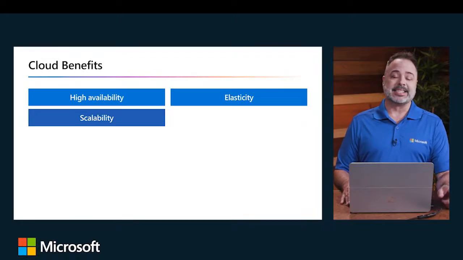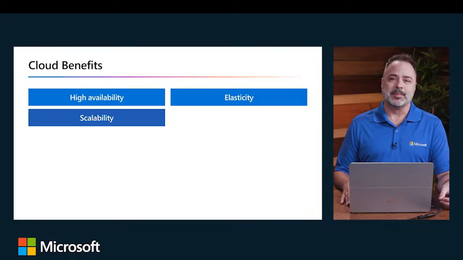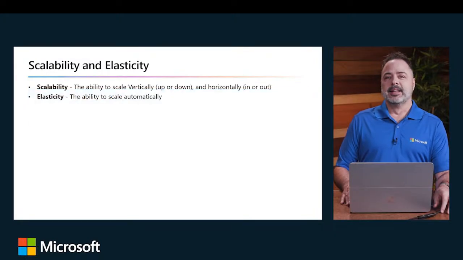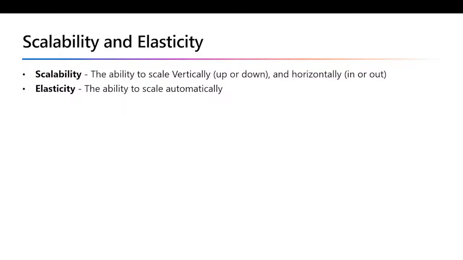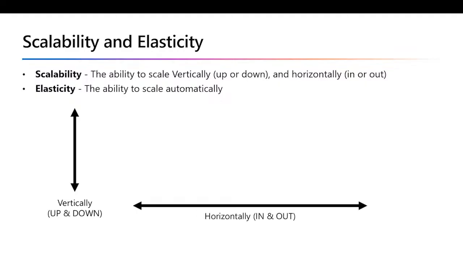Let's take a closer look at scalability and elasticity before we discuss more of the benefits of using cloud services. Scalability refers to either scaling vertically, which means scale up to a larger compute environment, or to scale down to a smaller compute environment. Or it can refer to scaling horizontally, which means increasing or scaling out the number of compute environments, or to decrease or scale in the number of compute environments.